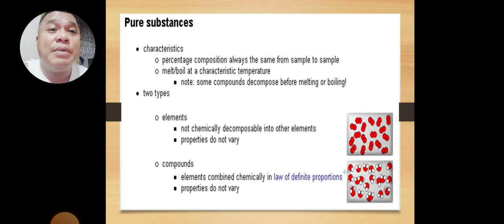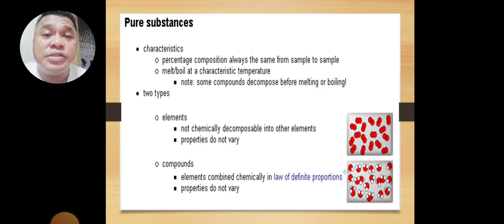We have already discussed elements. I already mentioned what an element is. An element is not chemically decomposable into other elements, it will never happen. Its properties do not vary. So an element is an element, it will not convert or decompose into another form of element. That is a very pure substance.